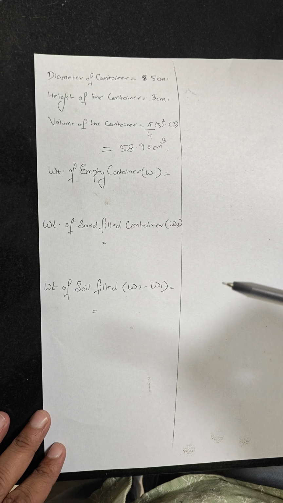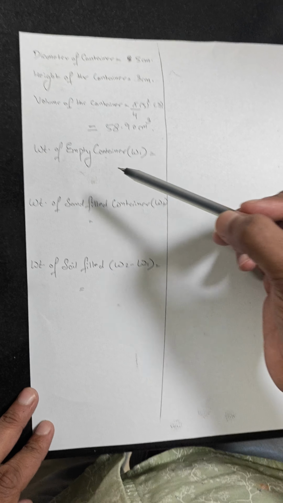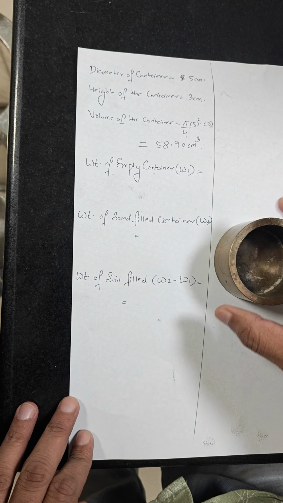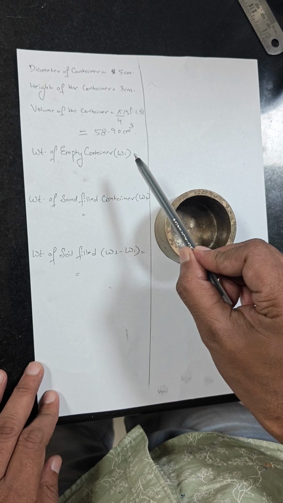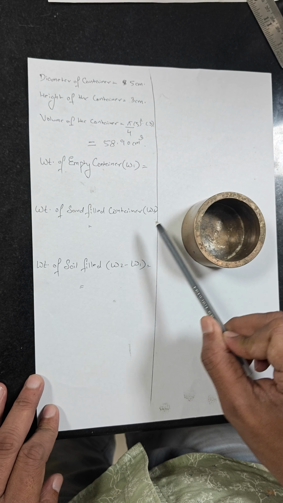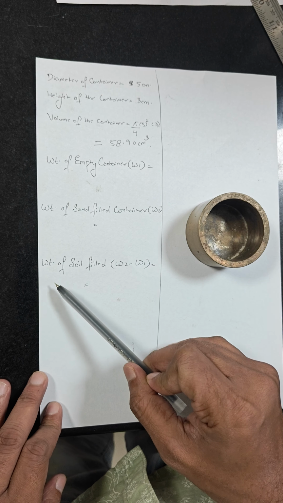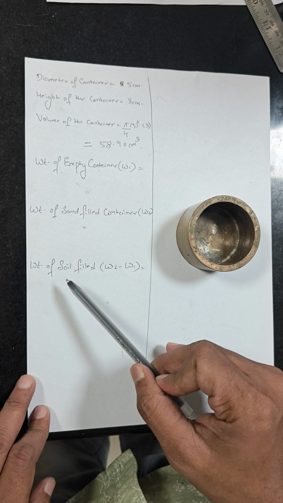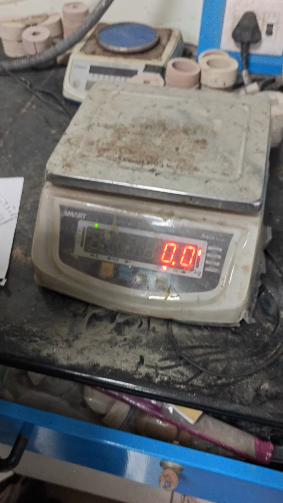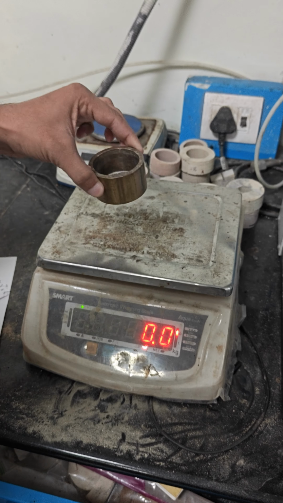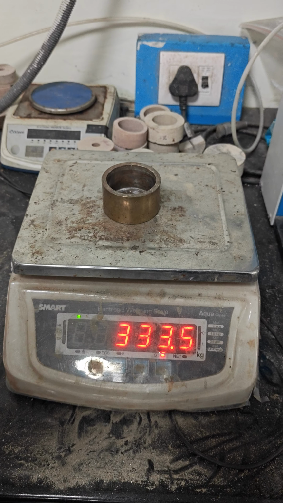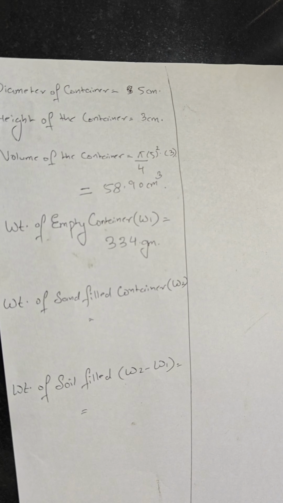To find out the exact unit weight, we will need the weight of the soil filled. First we'll take this container and find out the weight of the empty container, which will be termed W1, and we'll fill this container with the soil or sand, and that weight will be termed W2, and the weight of the soil filled inside the container will be W2 minus W1. So this is our empty container, and now we are going to place this on the weighing scale. You can see this is nearly 334 approximately.